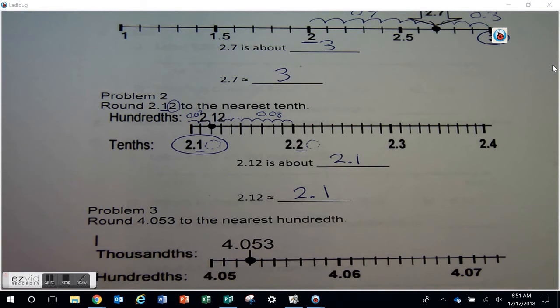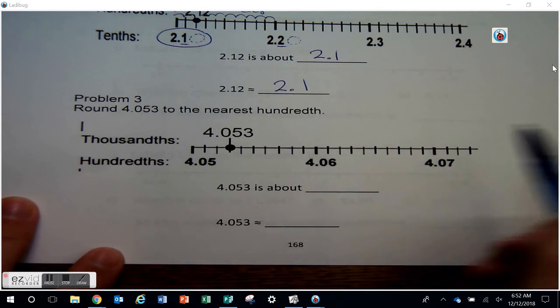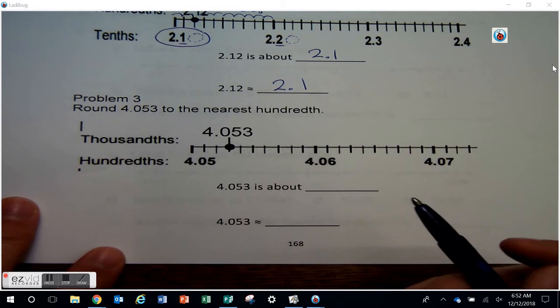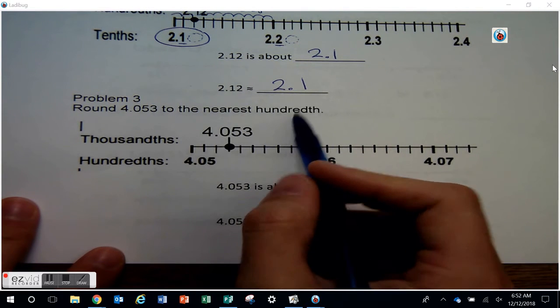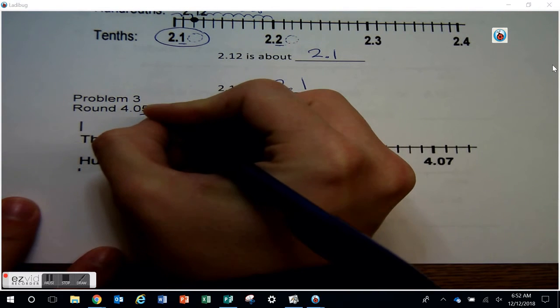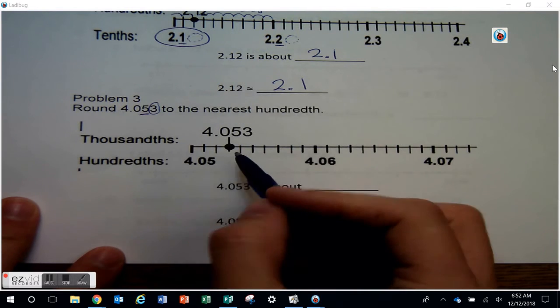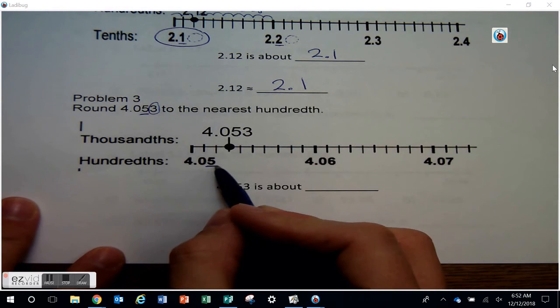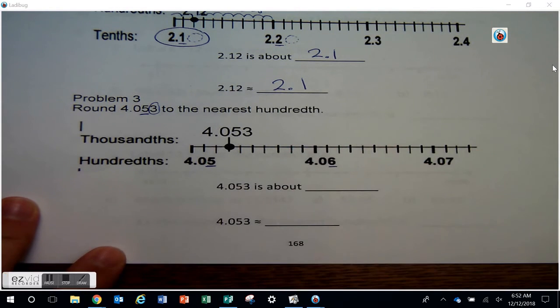Now let's look at our third problem. Round 4 and 53 thousandths to the nearest hundredth. So here's my hundredths place. Here's my hundredths place. So I'm either rounding to 4 and 5/100 or 4 and 6/100.